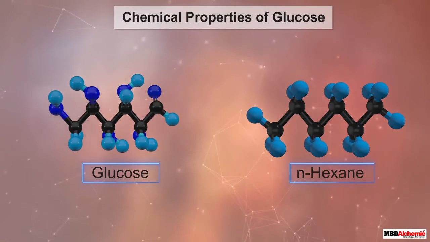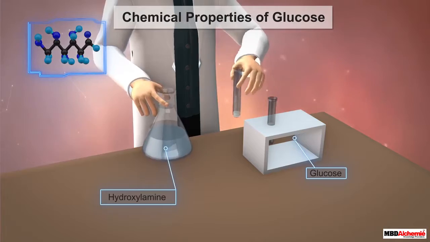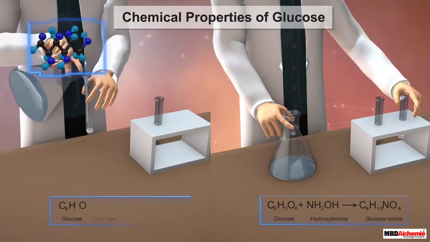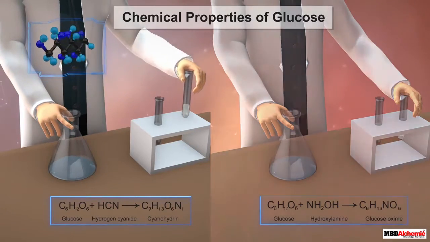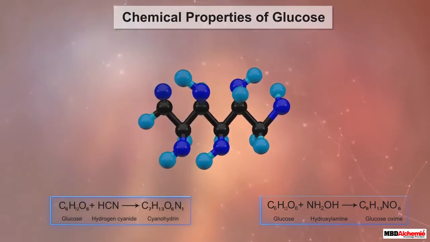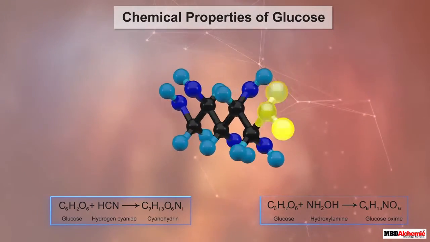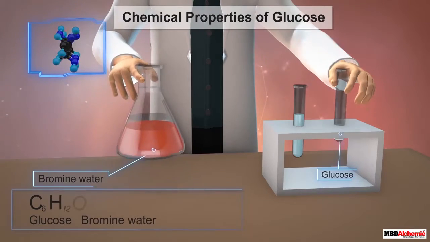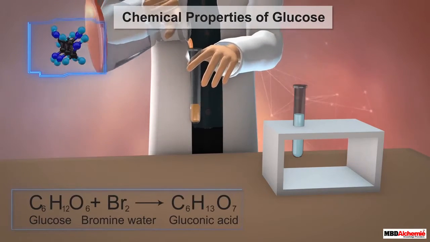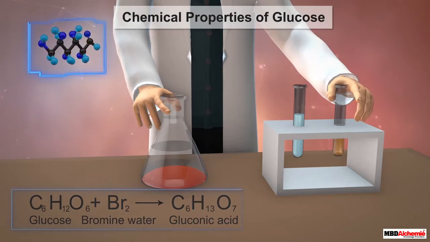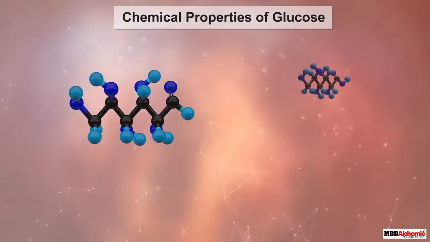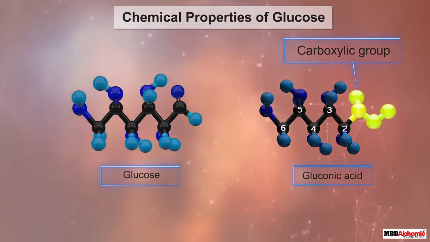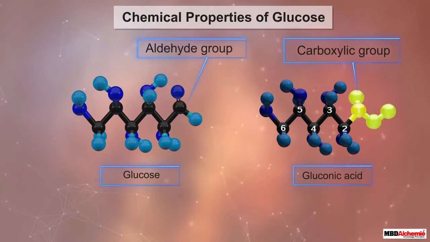a glucose molecule. The reaction of glucose with hydroxylamine forms an oxime, whereas that with hydrogen cyanide forms a cyanohydrin. These reactions are characteristic of carbonyl compounds, thus confirming the presence of a carbonyl group in glucose. Also, glucose, on reacting with a mild oxidizing agent like bromine water, oxidizes to gluconic acid. Gluconic acid is a carboxylic acid with 6 carbon atoms in its molecule. This suggests that the carbonyl group present in glucose is an aldehyde group.